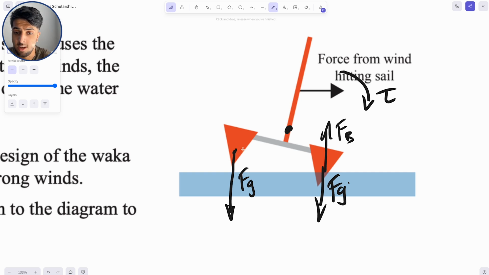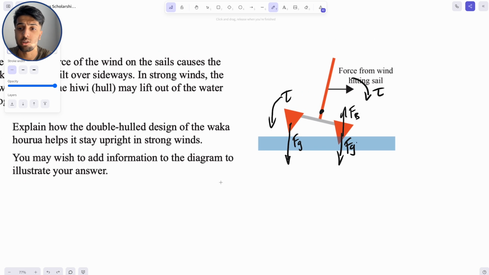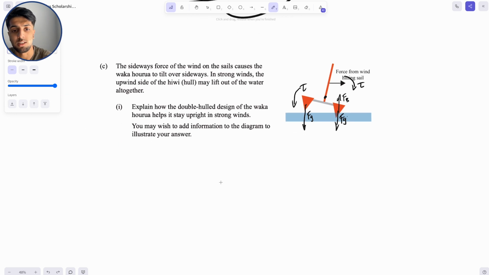And so as this force is again at a distance from the center of mass, there is an anti-clockwise torque going down that way. Thus, as there are torques being produced in opposite directions, they cancel each other out, and that helps the waka stay upright. So we can write that down.